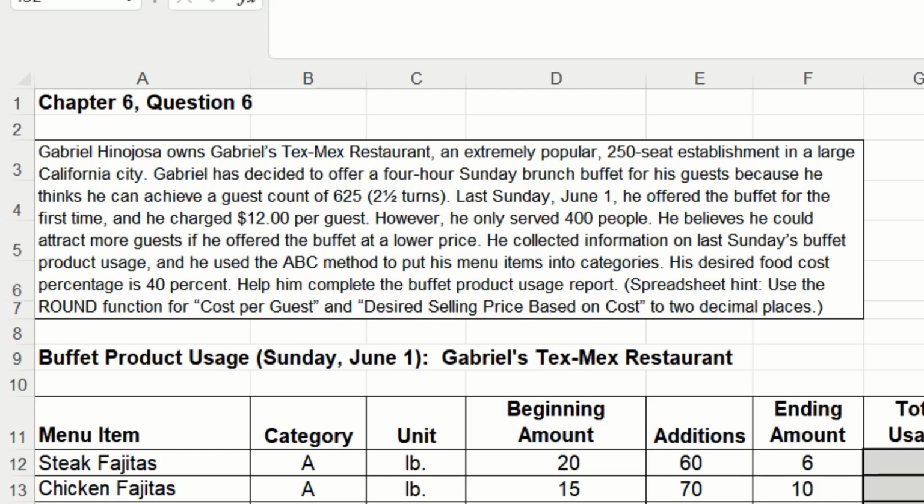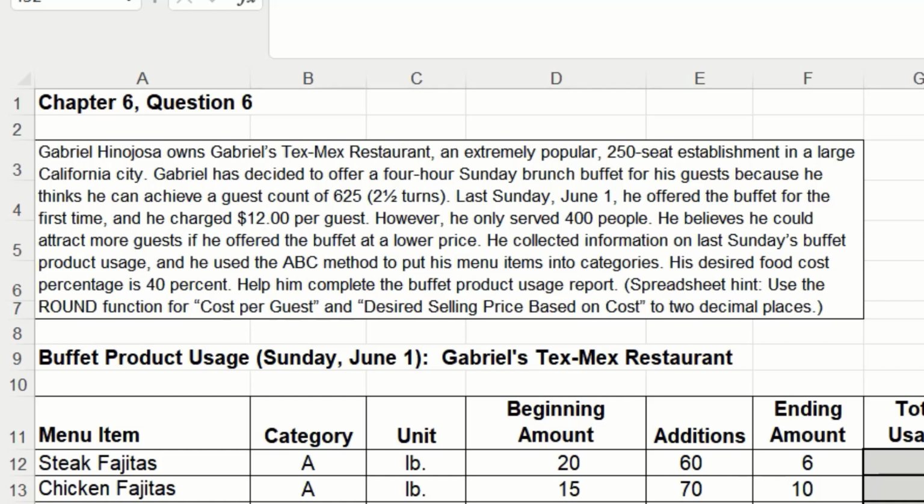He believes he could attract more guests if he offered the buffet at a lower price. He collected information on last Saturday's buffet product usage, and he used the ABC method to put his menu items into categories. His desired food cost percentage is 40%. Let's help him complete the buffet product usage report.